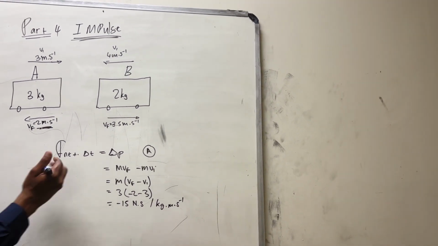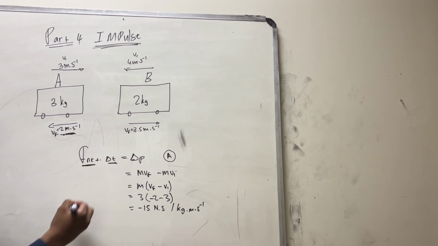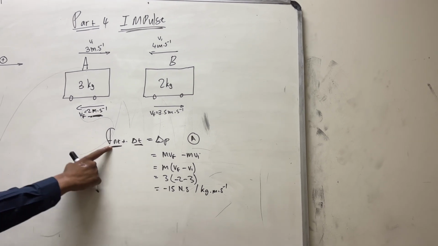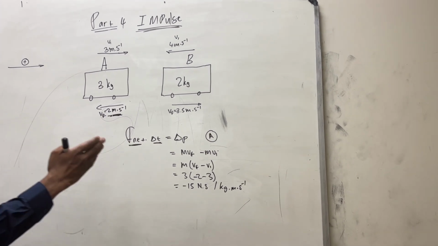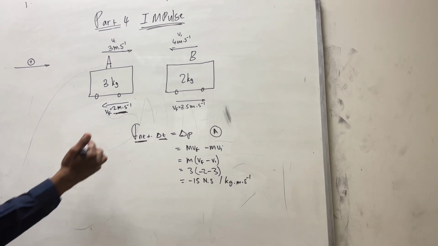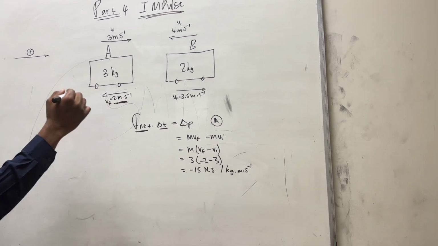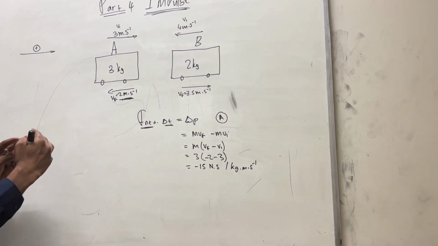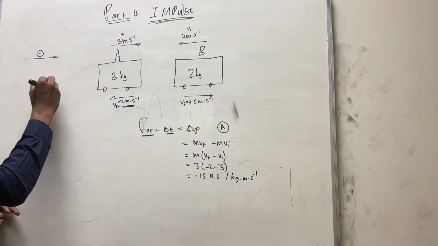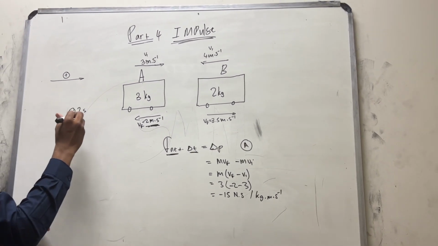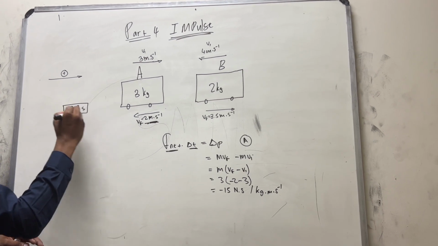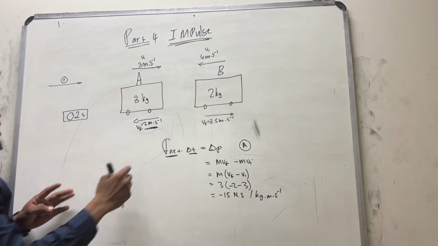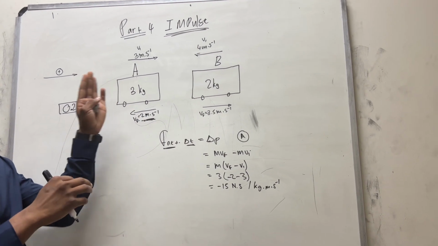At times they will ask you to calculate the force or the time. So let's say they want you to calculate the force. Let's make this question: calculate the force exerted by car A on car B during the collision, if the collision lasts for 0.2 seconds. So it's the force exerted by car A on B.